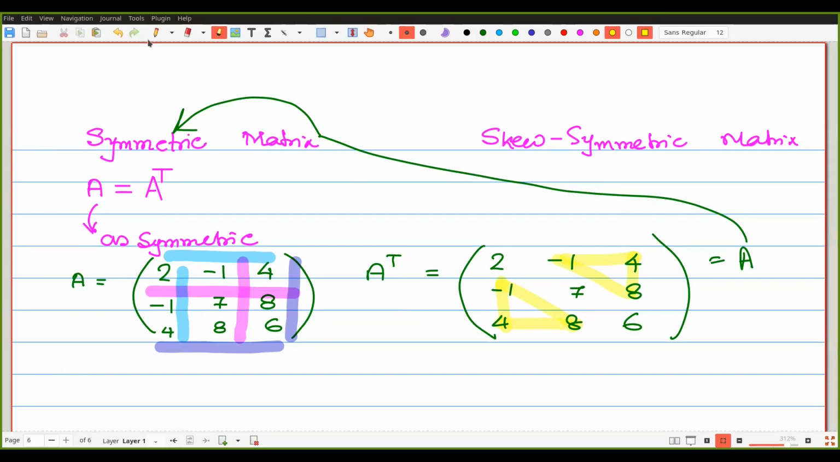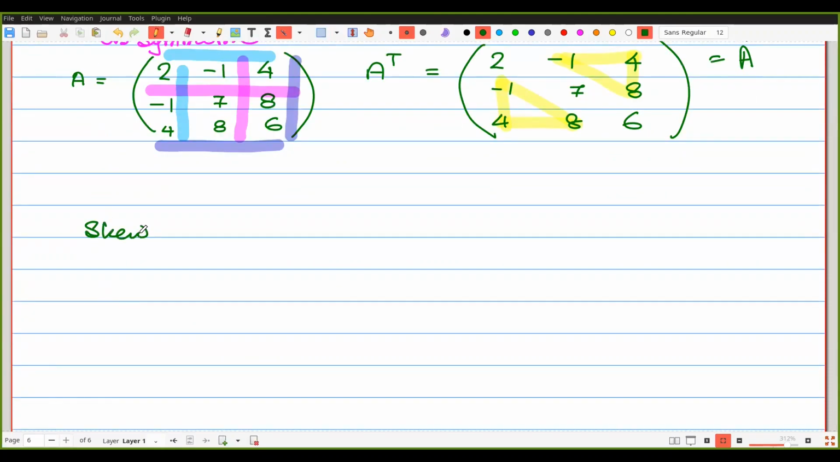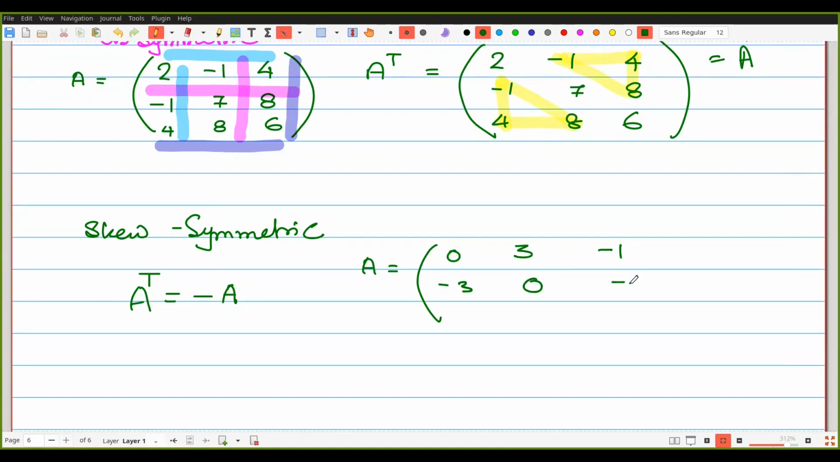Next one is called the skew symmetric. Now the skew symmetric means at first we take the transpose of A, and we are getting the result as minus A, not A. In the case of symmetric, A transpose is equal to A. In the case of skew symmetric, A transpose is equal to minus A. Let we have a matrix A like 0, 3, minus 1, then minus 3, 0, minus 4, then 1, 4, 0.